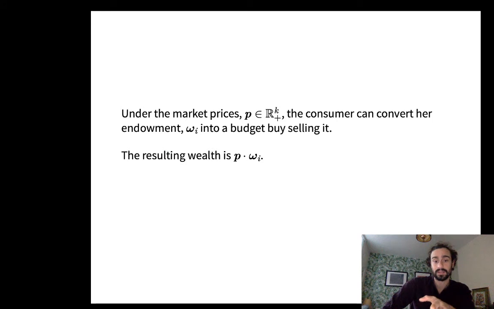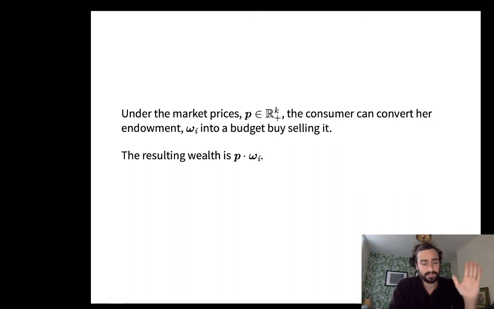P dot omega. That's just price of good one times the amount of good one, price of good two times the amount of good two, price of good three times the amount of good three, and so on. So that's just a real number, right? That's a scalar, it's a value. We're assuming that the prices are positive, so this is a positive number. Prices and endowments are both positive. Positive includes zero, but it doesn't include negative numbers. And so the resulting wealth is some positive value. And it's just how much money you can get by converting everything into money, by selling all your goods.